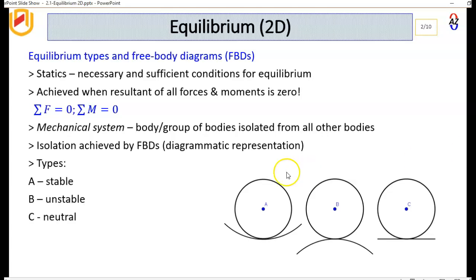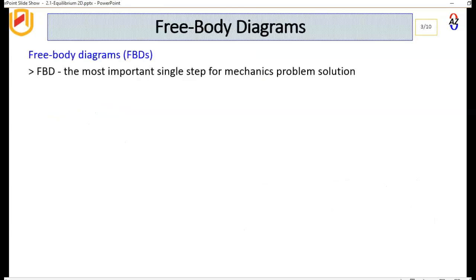As you can see here in number A, we have a body which, if you disturb it slightly, will come back to its original position, so it's stable. This one, if it is disturbed just slightly, is going to be very unstable, and this one is neither stable nor unstable, so it's in what is called neutral equilibrium. Let's look at free body diagrams.